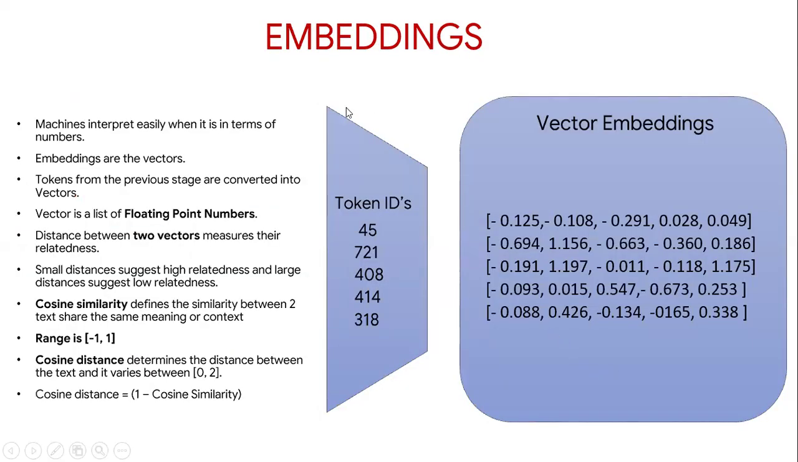Next one is vector embeddings. The vector embeddings means the tokens generated in the previous stage are converted into vectors, which are called embeddings, because machines cannot interpret text. Vectors are always floating point numbers. The distance between two vectors is the measure of the relatedness of one word with the other word. If there is a small distance between them, they are highly related to each other. And if there is a larger distance between two words, they are not much related. The relatedness is measured by cosine similarity, which has a range of -1 to 1. And if the distance between them needs to be measured, the cosine distance measures the distance between them.